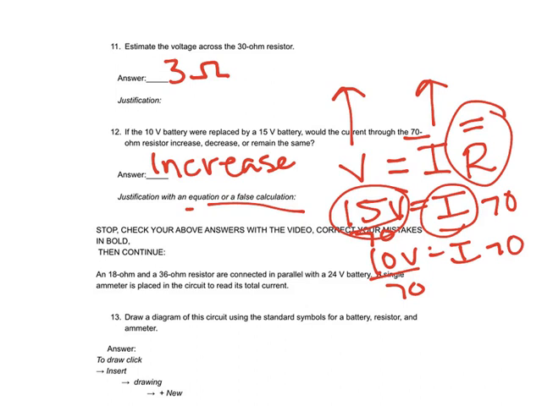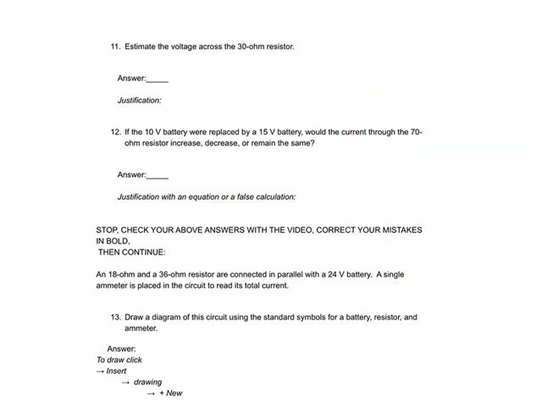Alright, we're under the assumption that you have stopped. We're going to quickly do the rest of that. So 13 is just draw this circuit. I did write this for if you were going to draw them on the computer, that's how you do that. If you wrote it on a piece of paper, that's fine too. An 18 ohm and a 36 ohm resistor are connected in parallel. Notice everything we've been doing before with series, this is parallel, with a 24 volt battery. A single ammeter is placed to read the total current.